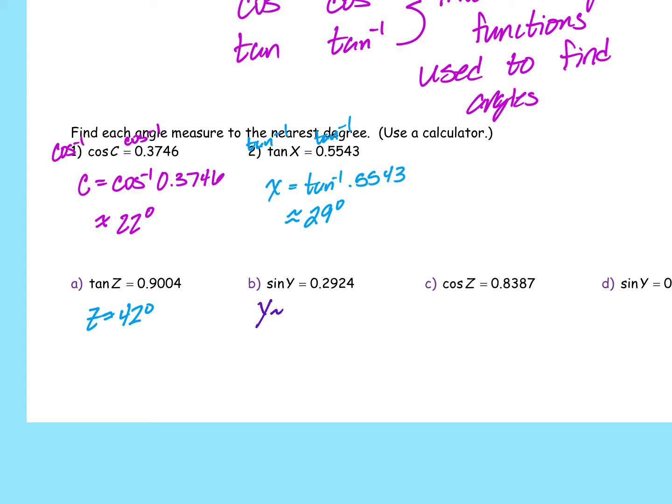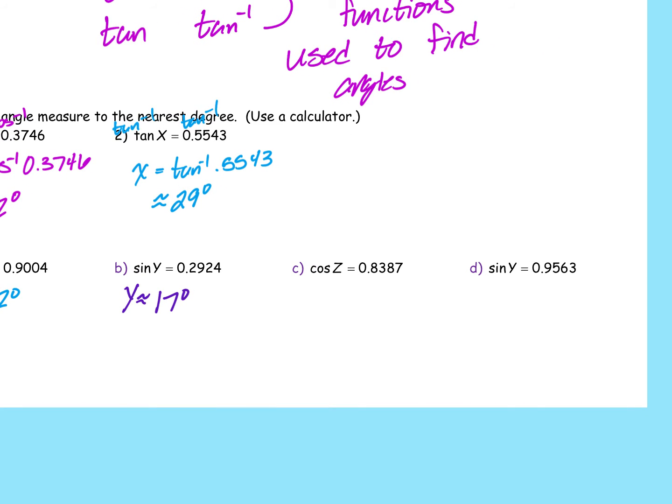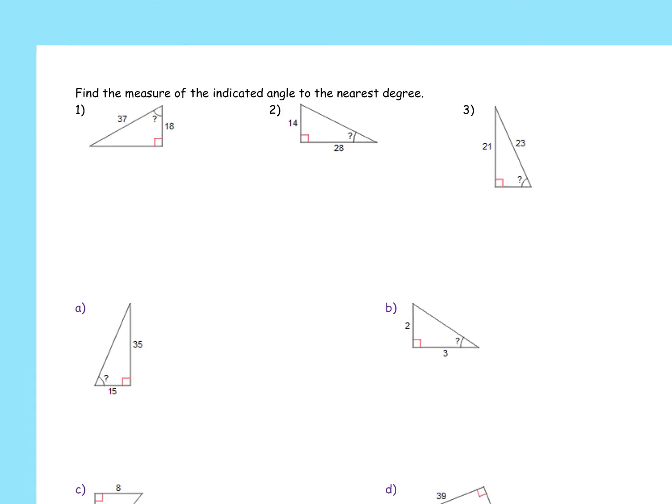Y is approximately equal to 17 degrees. Z is approximately equal to 33 degrees. And Y is approximately equal to 73 degrees. Okay, questions? Are we okay with that? Not too bad? All right, so now we'll go to where we actually have to figure it out.